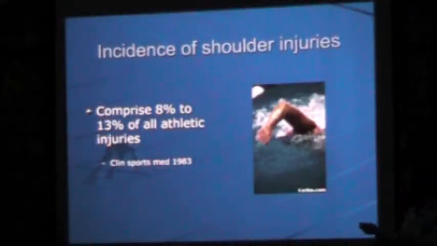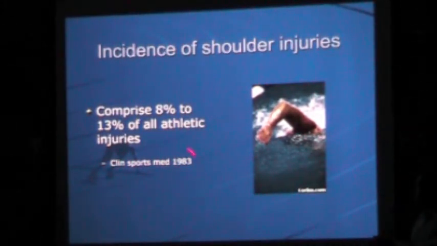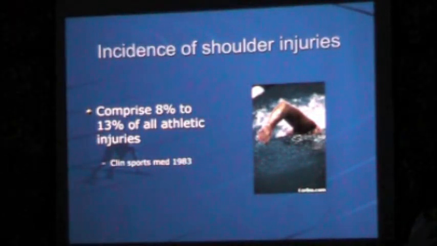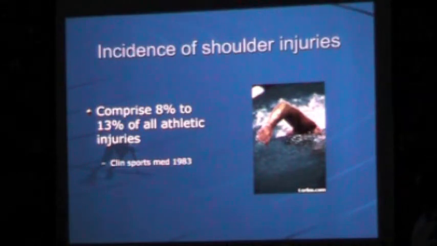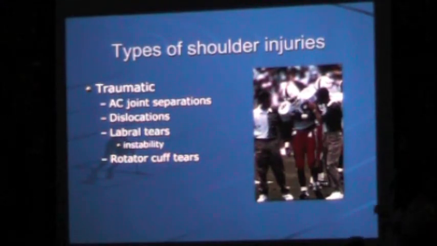So, incidence of shoulder injury, this is an old statistic here. I'm sure it's a lot more than it was at that time, but 13% of all athletic injuries are shoulder injuries. It's probably about 25% now. Types of shoulder injuries, like we mentioned before, there are some chronic injuries and there are traumatic injuries.